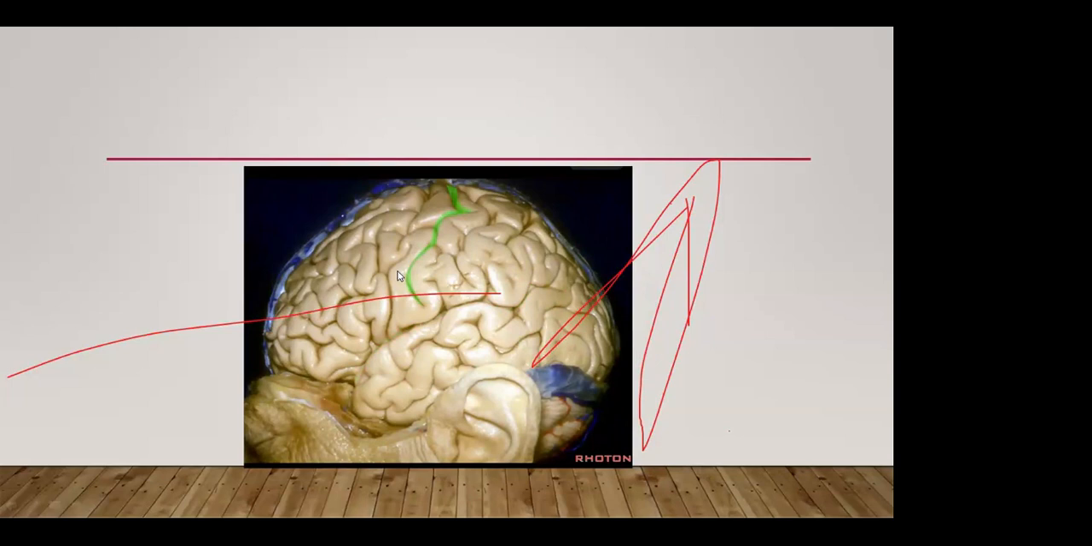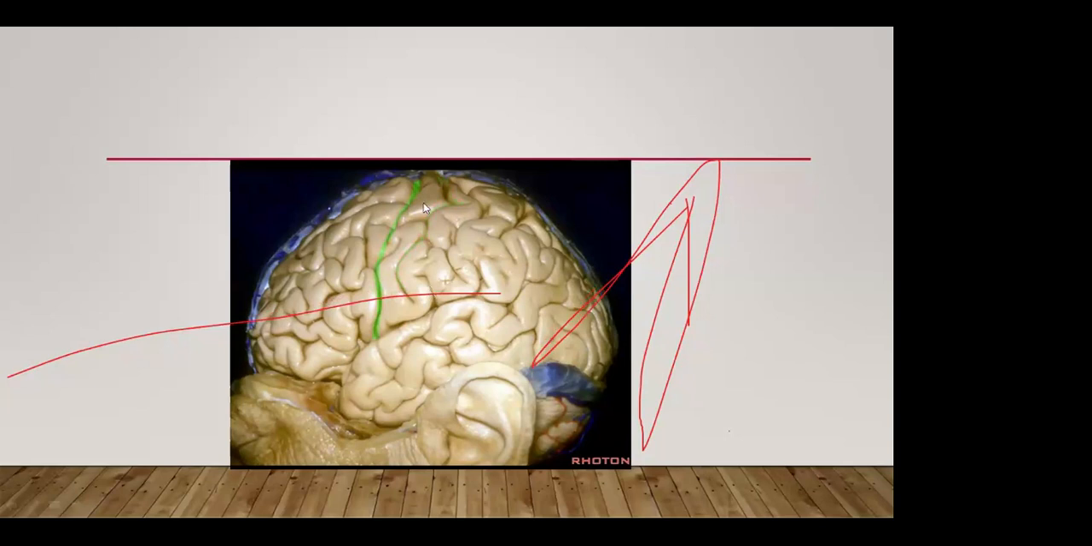And the gyrus that is lying anterior to it is going to be labeled as the pre-central gyrus. And the gyrus lying posterior to this sulcus is basically the post-central gyrus. So this is the sensory area and this is the motor cortex. Then we have the pre-central sulcus, which is basically the continuation.